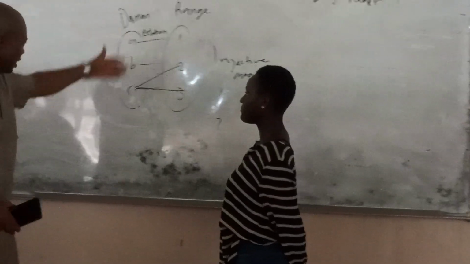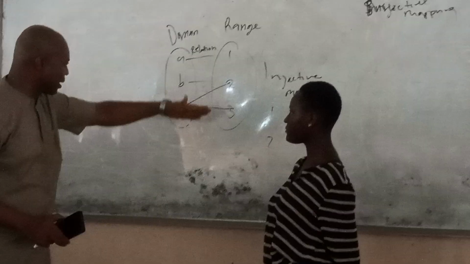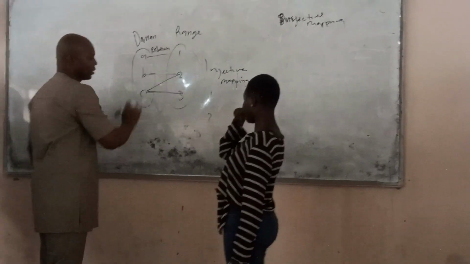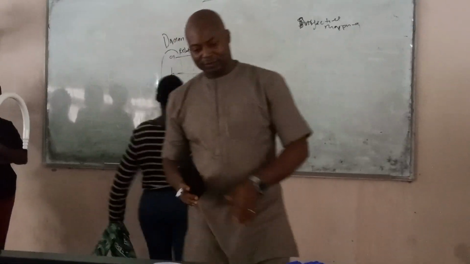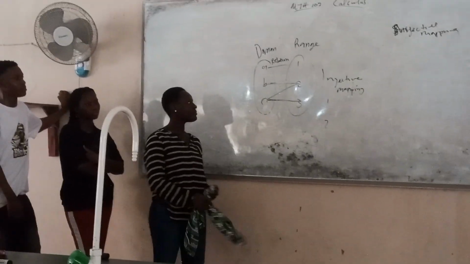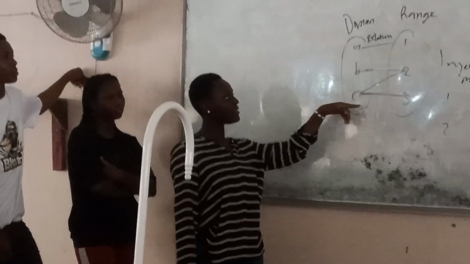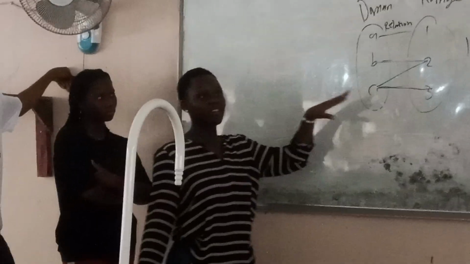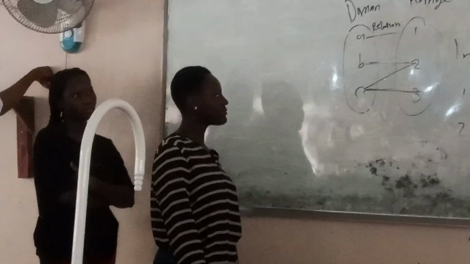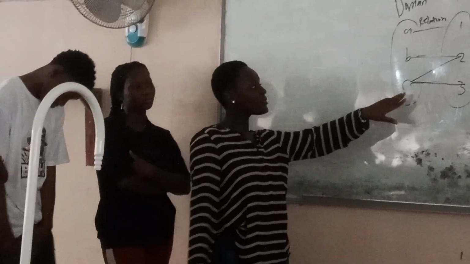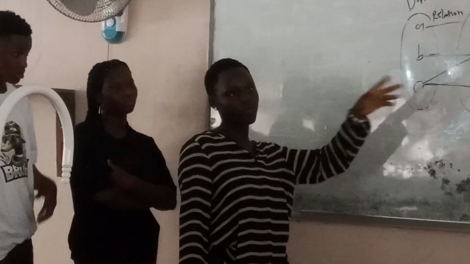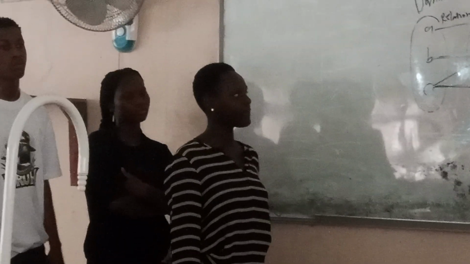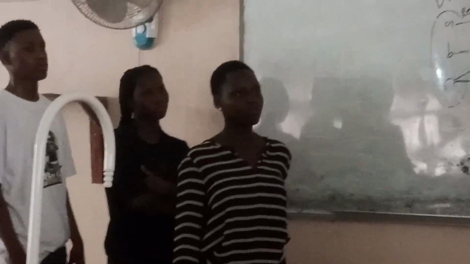What can you say about this diagram that we have? It's not a function, yes? Because one of the domain values is mapped out twice. So what's the condition for it to be a function? The condition for it to be a function is that all the domain values must map out once. I like that.